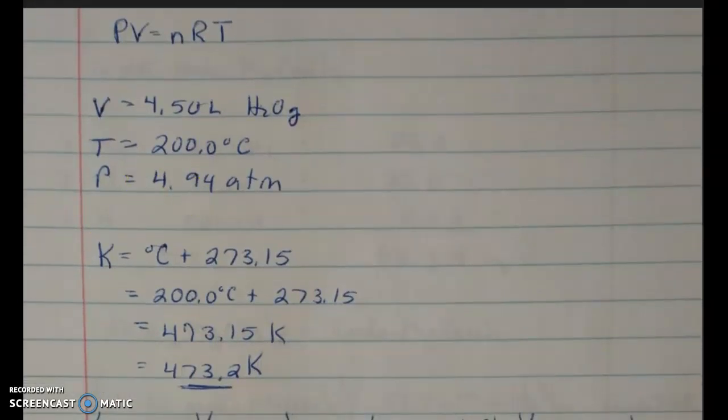All right. So again, I've just written down so it's easy for us to remember. We have 4.50 liters of water vapor at the temperature of 200.0 degrees Celsius, 4.94 atmospheres. Remember, our conversion to Kelvin is the temperature in degrees Celsius, and we simply add 273.15. And remember, since we're adding, we want to have the least precise number, and so our least precise number is 200.0. It goes out to the 10th position. This goes out to the 100th position. So we round that to 473.2 Kelvin.